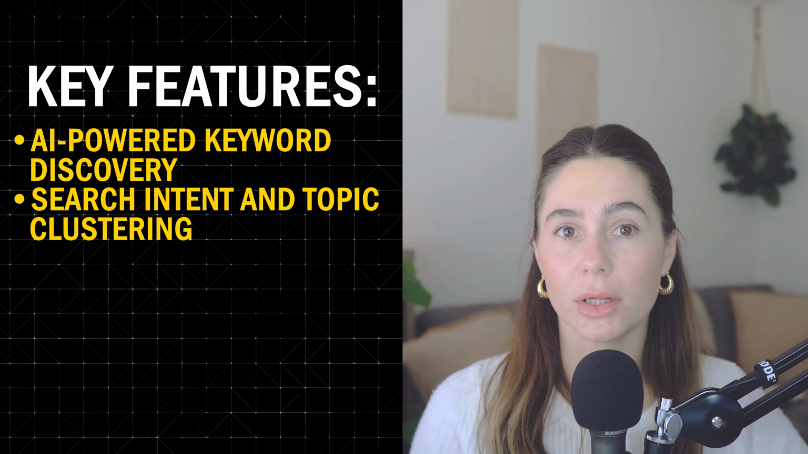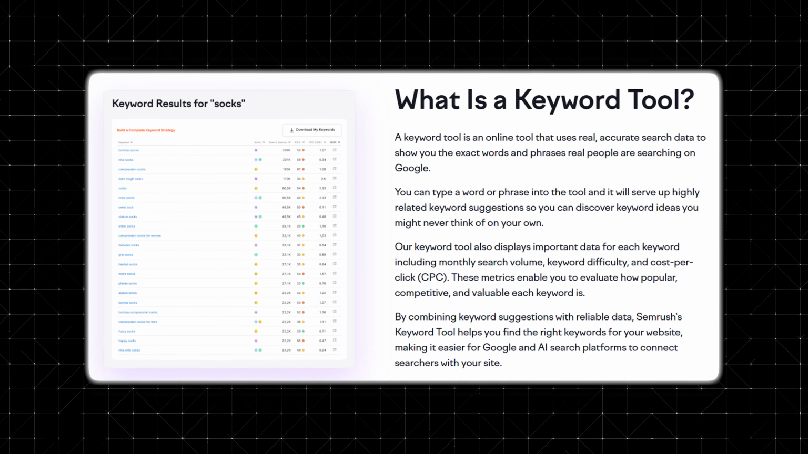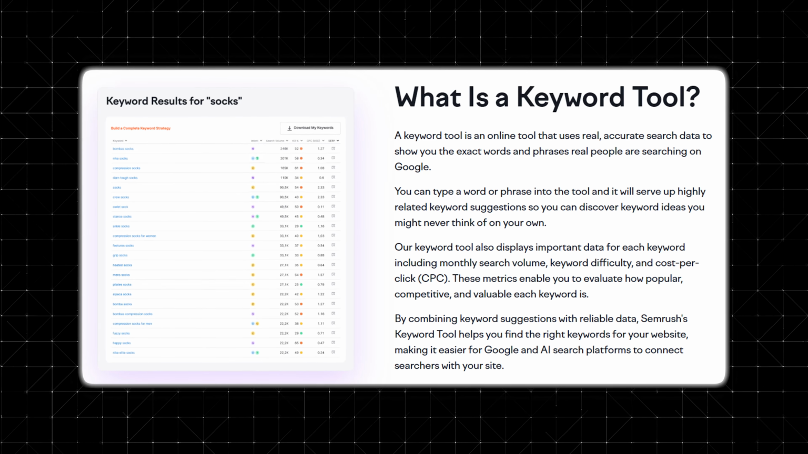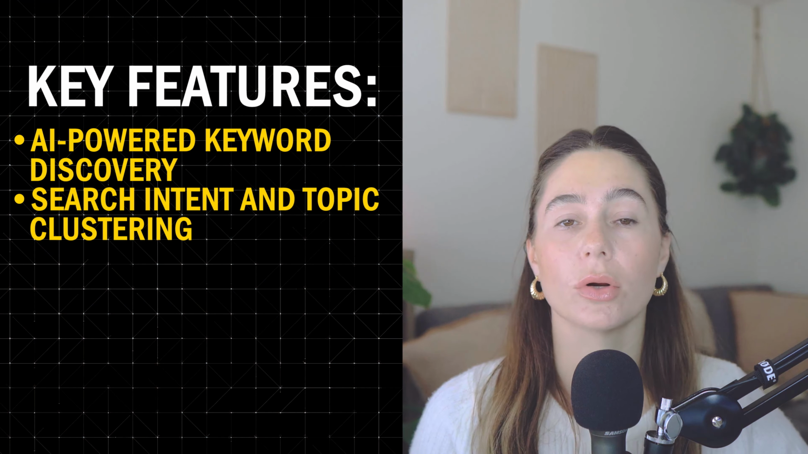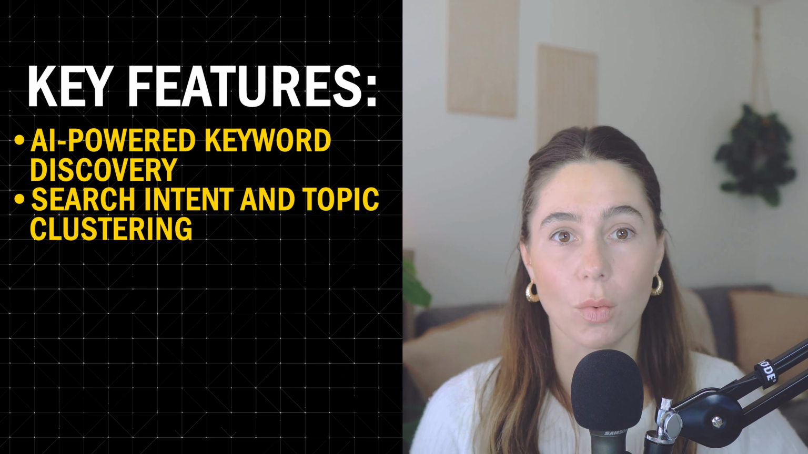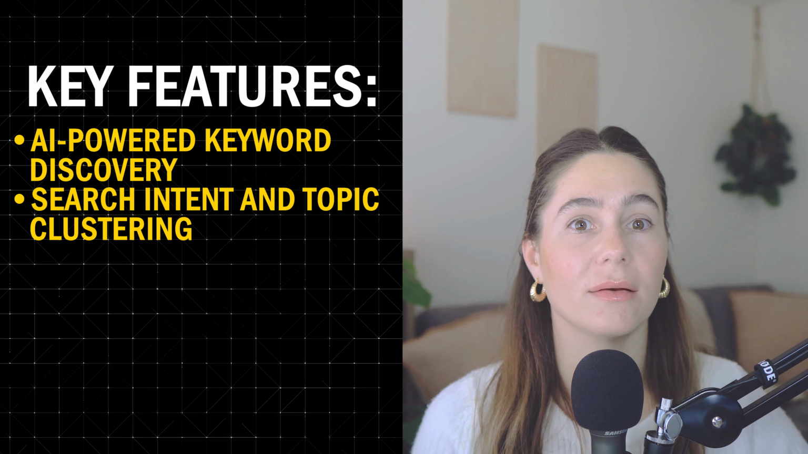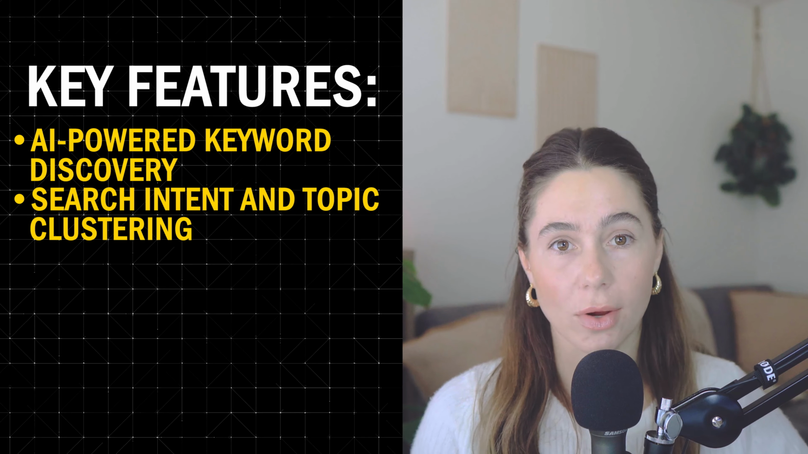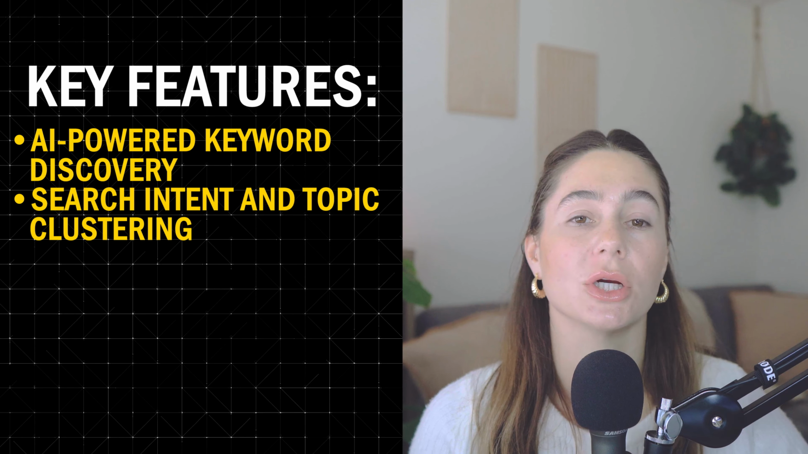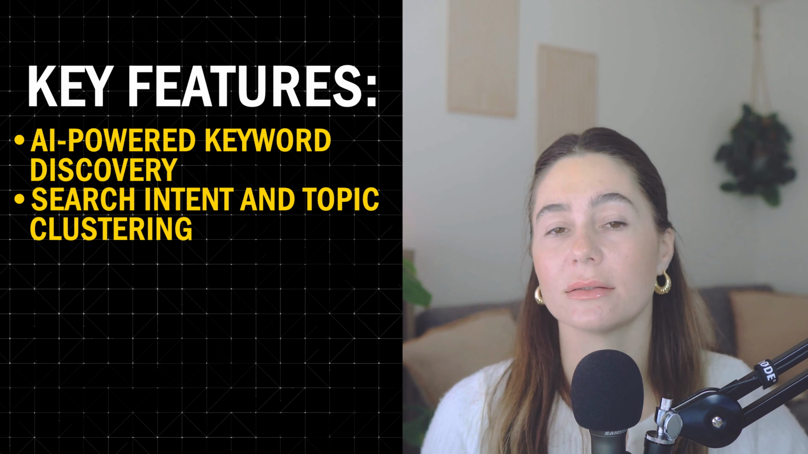Search intent and topic clustering. Semrush's AI helps to group keywords based on intent. That means it looks at whether people are searching to learn, compare, or buy. This is important because SEO content performs better when it matches what the searcher actually wants. Writing a sales page for an informational keyword usually doesn't work, and vice versa. Topic clustering also helps you plan content in a more strategic way instead of just publishing random blog posts that don't actually connect or make sense.